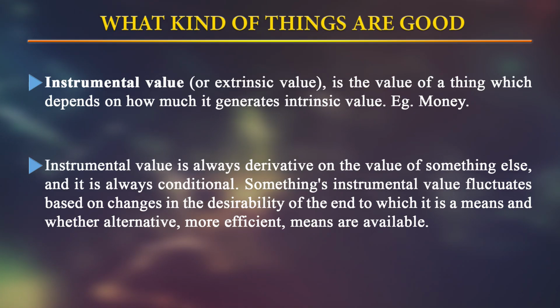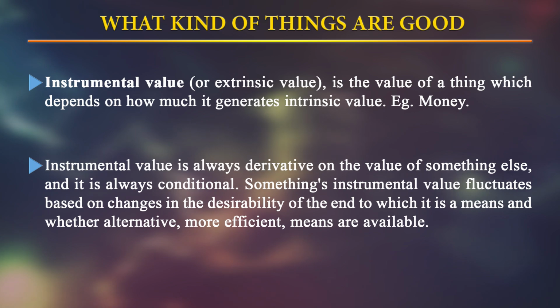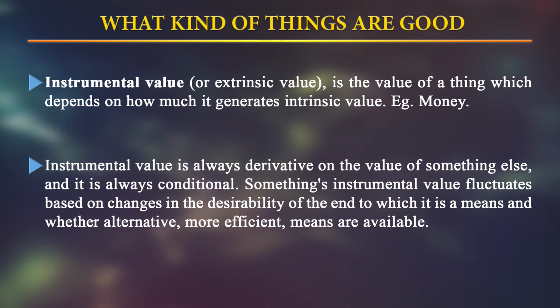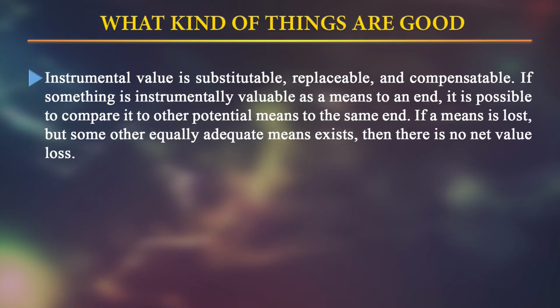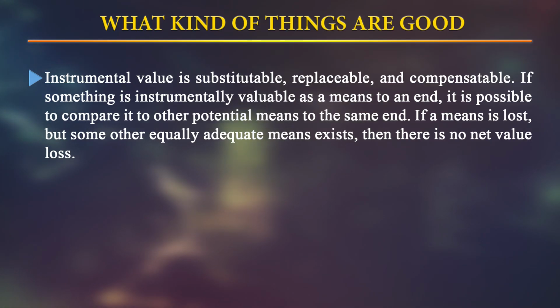It is always conditional. Something's instrumental value fluctuates based on the changes in the desirability of the end to which it is the means and whether alternative, more efficient means are available. So the instrumental value of a particular commodity can go down if a better thing comes up. Instrumental value is substitutable, replaceable and compensatable. If something is instrumentally valuable as a means to an end, it is possible to compare it to other potential means to the same end.